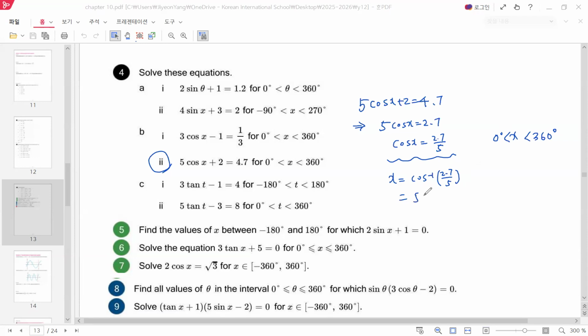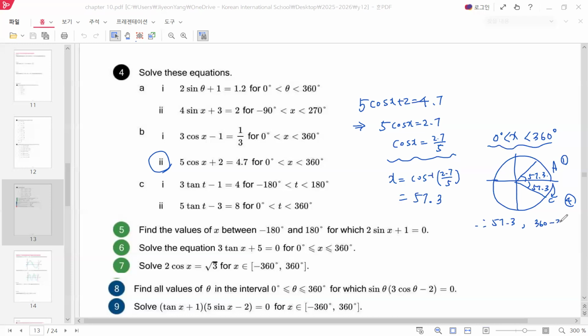Which is 57.3 degrees. And then one full turn. So by using the CAST rule, we need to find the 1st quadrant angle and the 4th quadrant angle. So 57.3 and this one 57.3. Therefore, 57.3 and 360 minus 57.3.